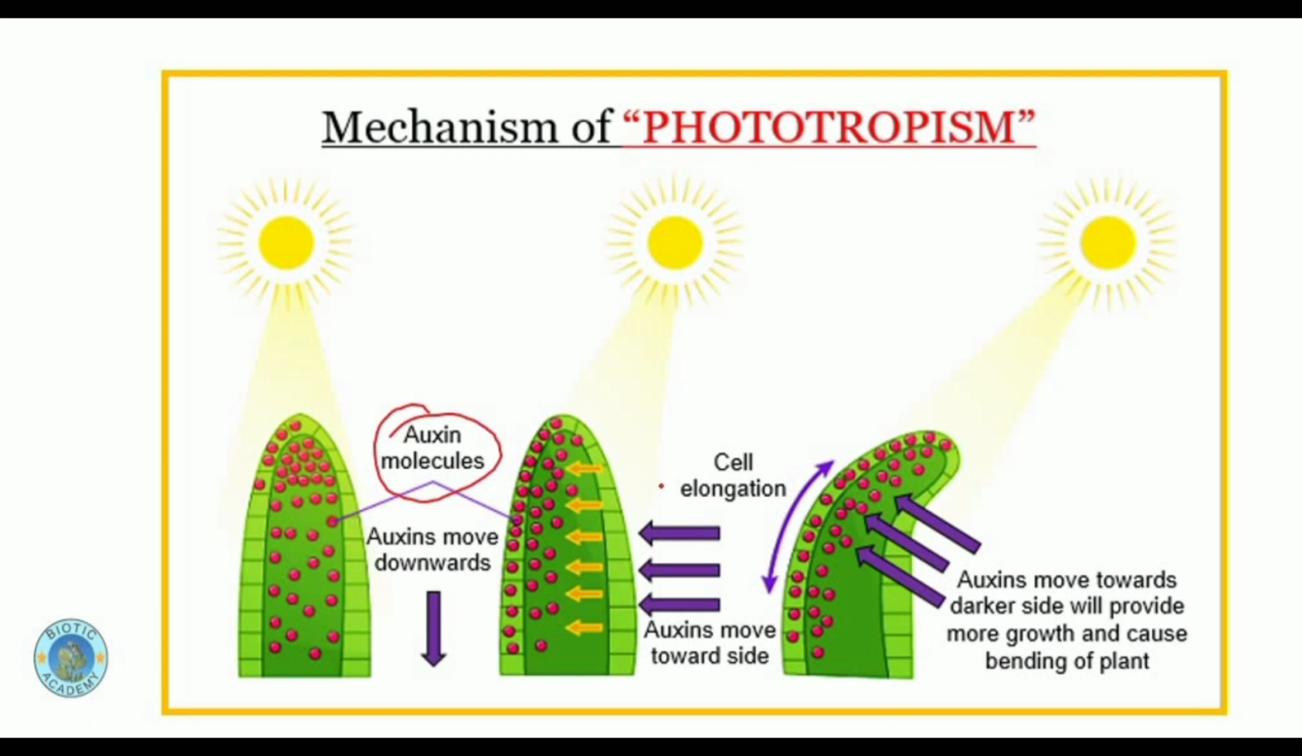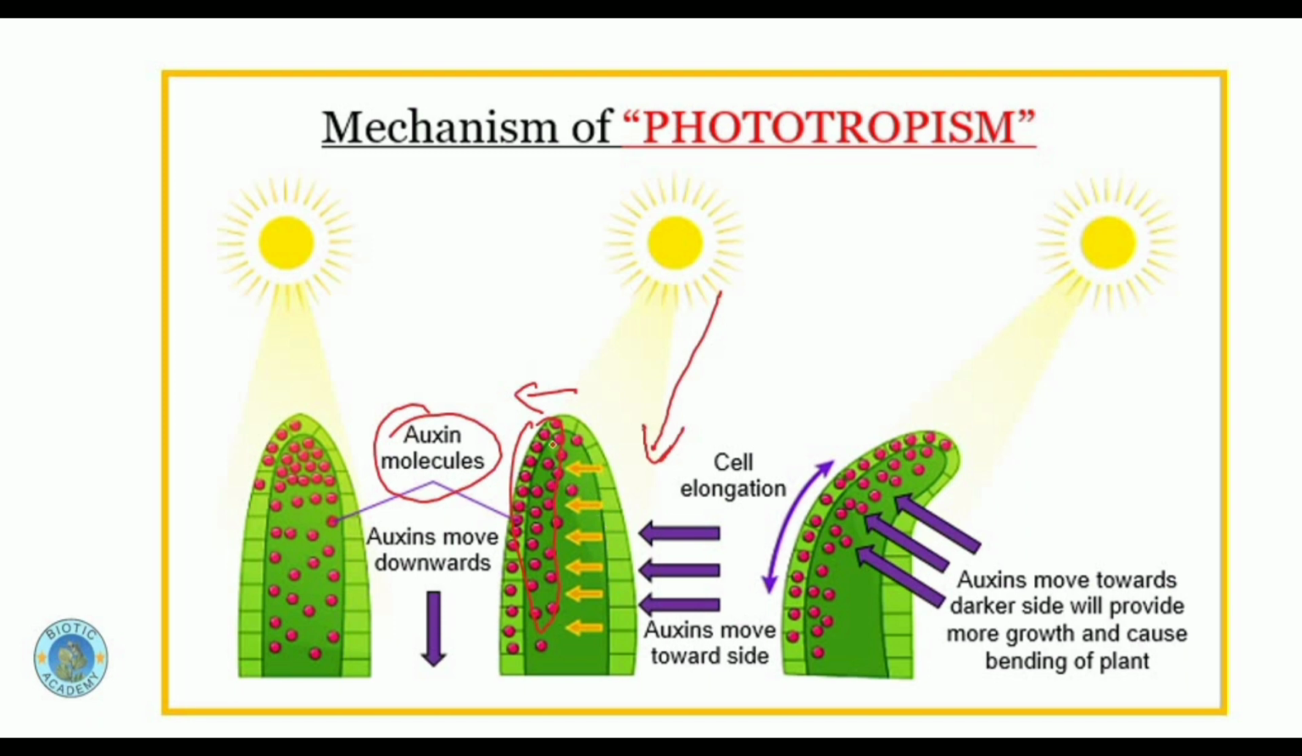Here in this scenario, what happened? The auxin hormone will move towards the shady side. Here you can see that the light is coming from this side, and the auxin will move from the light part, the part which is exposed to the sunlight. It will move from this side to the shady area, and here it will gather itself.